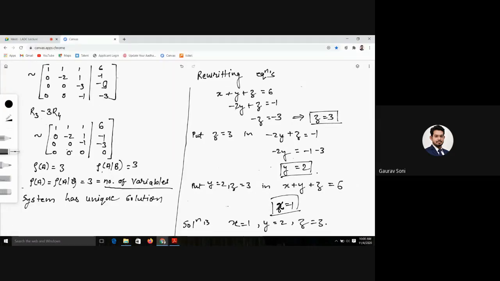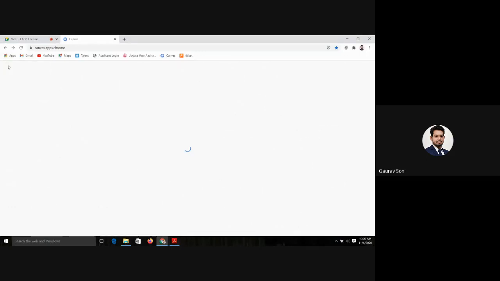Now we'll go for infinitely many solutions. So example number 2, solve 2x minus y minus z is equal to 2. x plus 2y plus z is equal to 2. The third one, 4x minus 7y minus 5z is equal to 2.